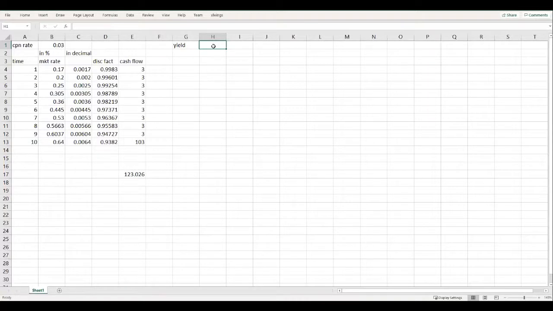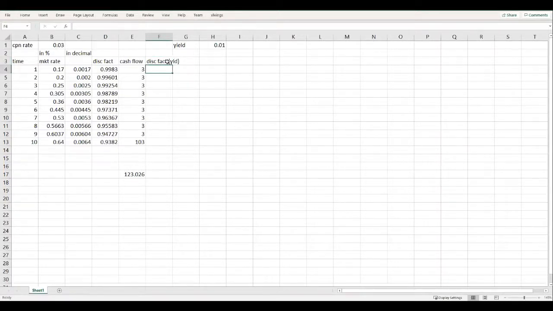I don't know the answer to this yield, so I'm gonna first randomly put down some number. So I'm just gonna say this is 1%. Later on, we're gonna solve for this yield. Now, if the yield of the bond is 1%, then we can actually find the discount factor using this 1% as the discount rate. So this is using yield.